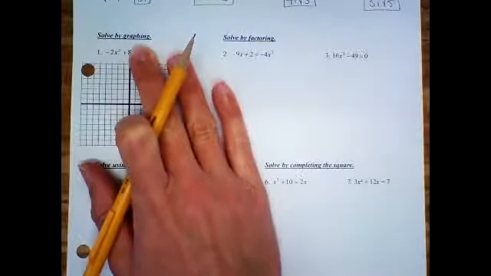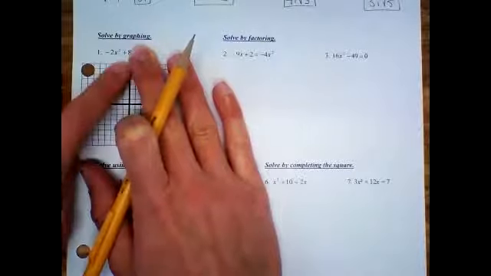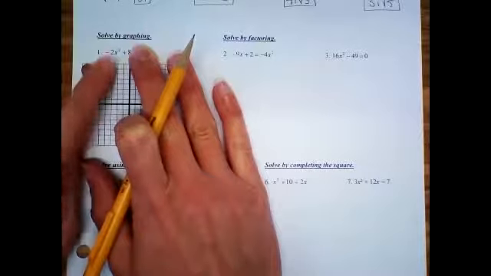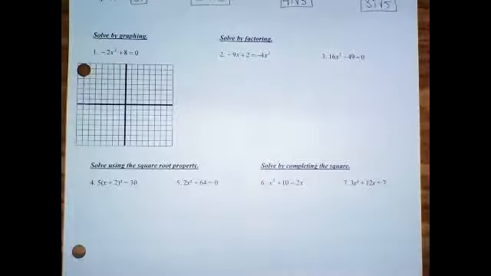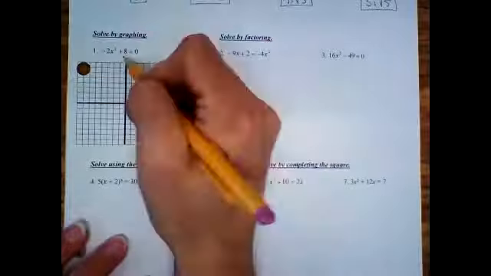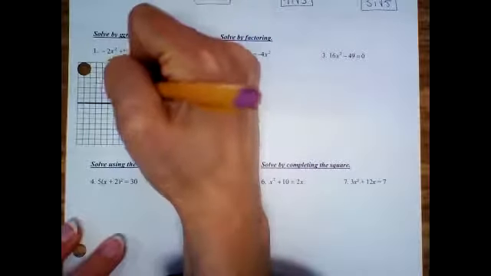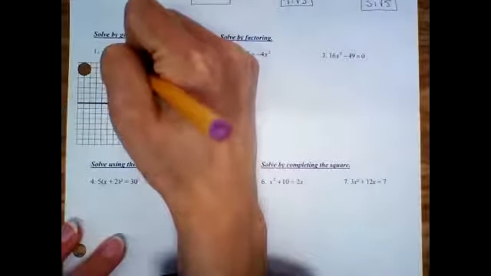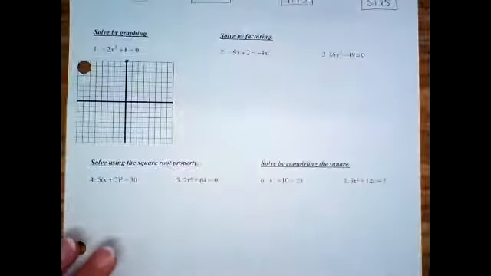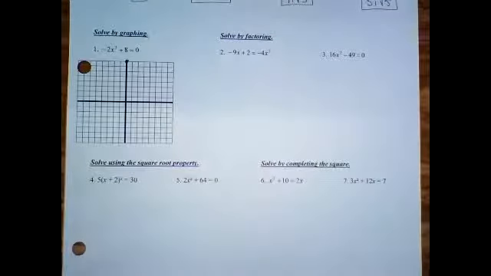Reflect over x, so it's upside down, good. What else? Up 8, good, and then what else? Good, stretch, good, yeah, so it's like taller. So we're gonna go up 8, put a point, and it's going to be upside down. Let's get a few more points.